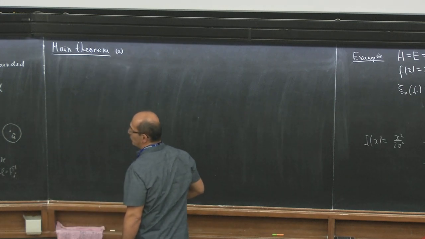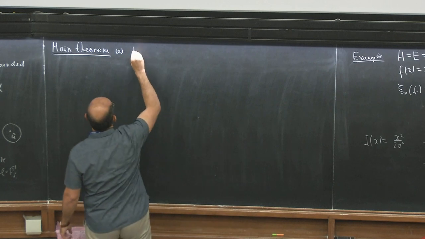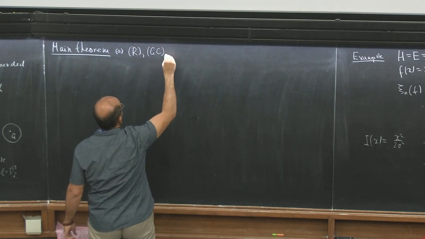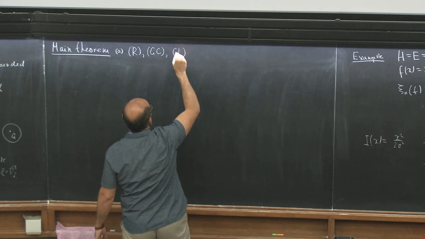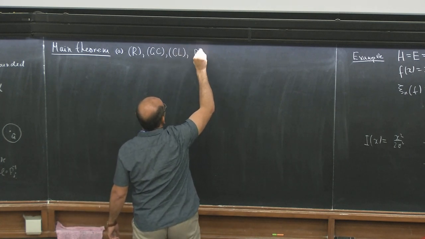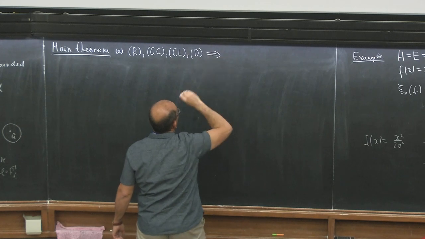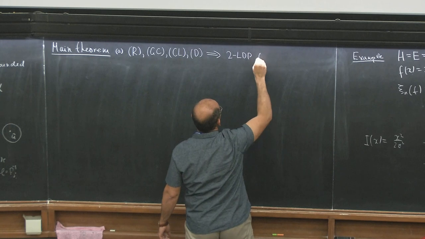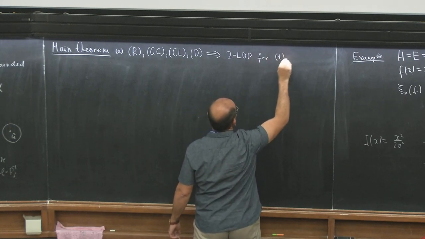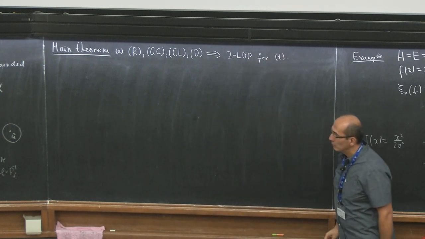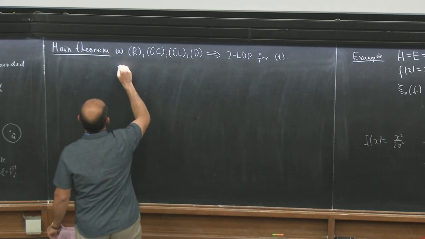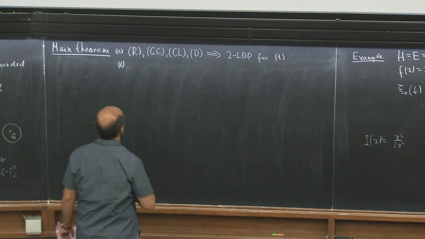The first part is very easy to formulate. If you have regularity, global controllability, controllability of linearization, and decomposability, then you have the large deviation principle (LDP) for the occupation measures. This is really a theorem. You don't need anything else. Second, a property about the rate function.